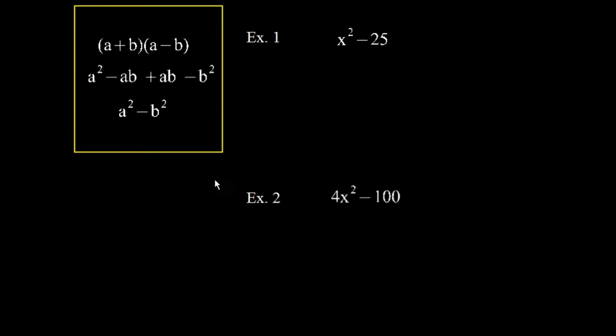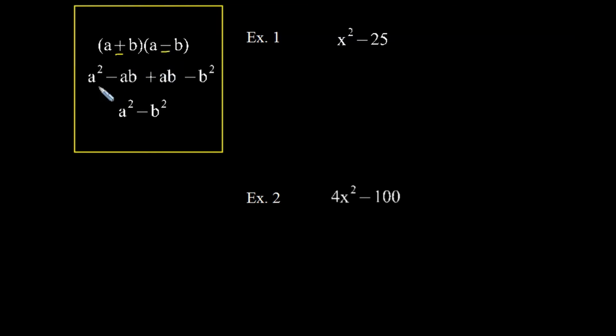Conjugates are when we have a binomial, such as a plus b, and then we have changed the sign from plus to minus, or vice versa. In particular, the first term is exactly the same, and the second term is exactly the same, but the middle sign is positive in one binomial and negative in the other.